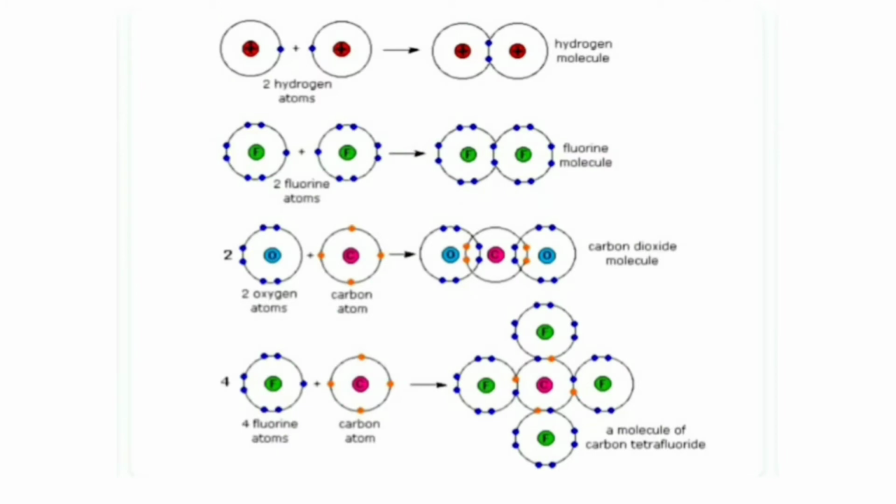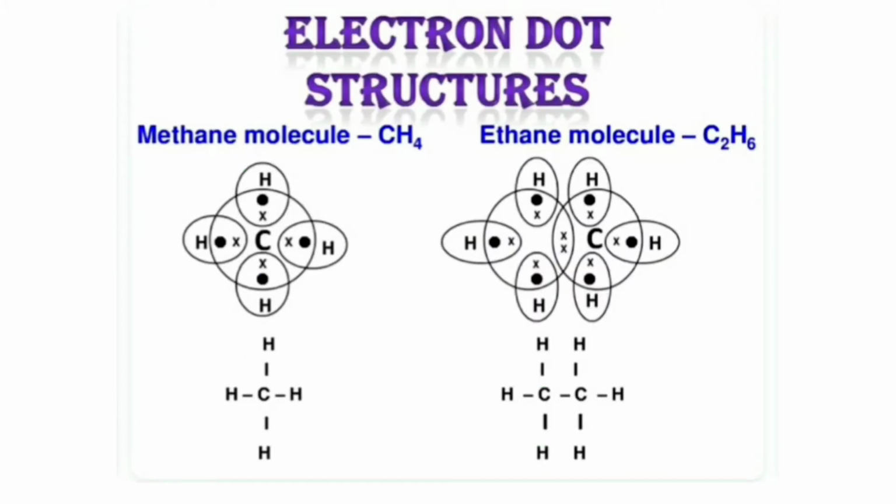2 hydrogen atoms form hydrogen molecule, 2 fluorine atoms form fluorine molecule, 2 oxygen atoms and 1 carbon atom form carbon dioxide molecule, 4 fluorine atoms and carbon atom form a molecule of carbon tetrafluoride. Electron dot structures of methane CH4 and ethane molecule C2H6 are shown here.